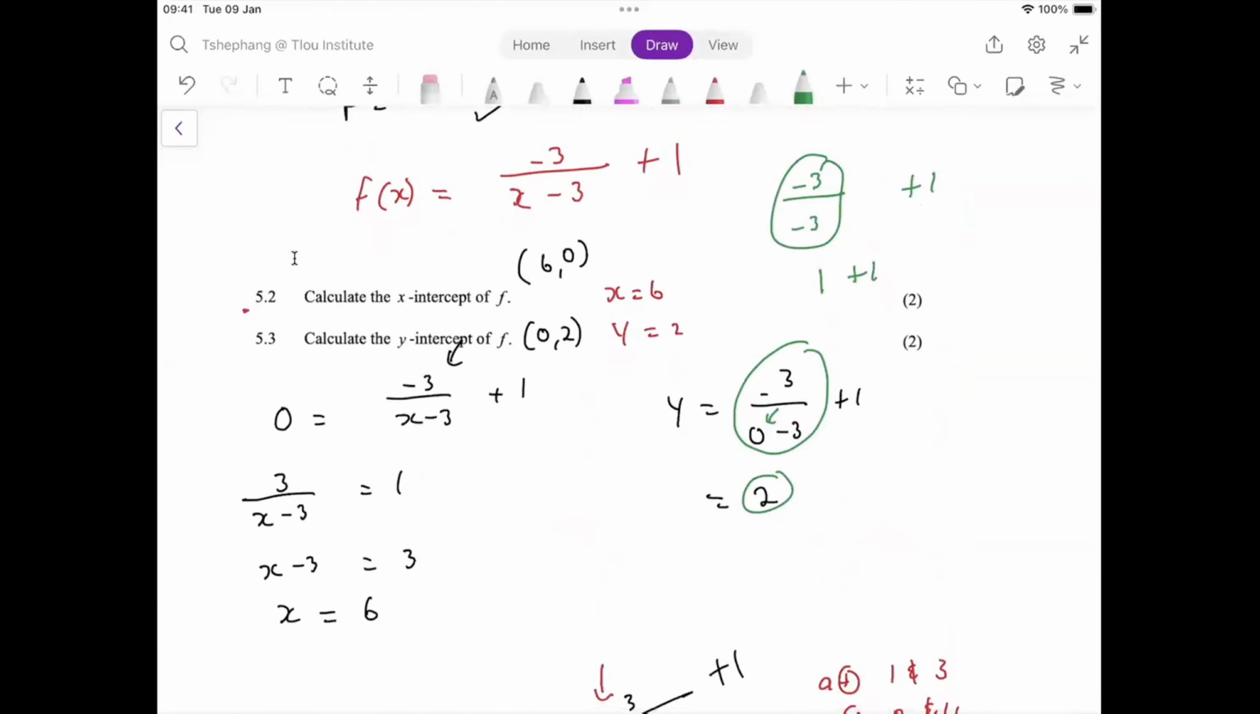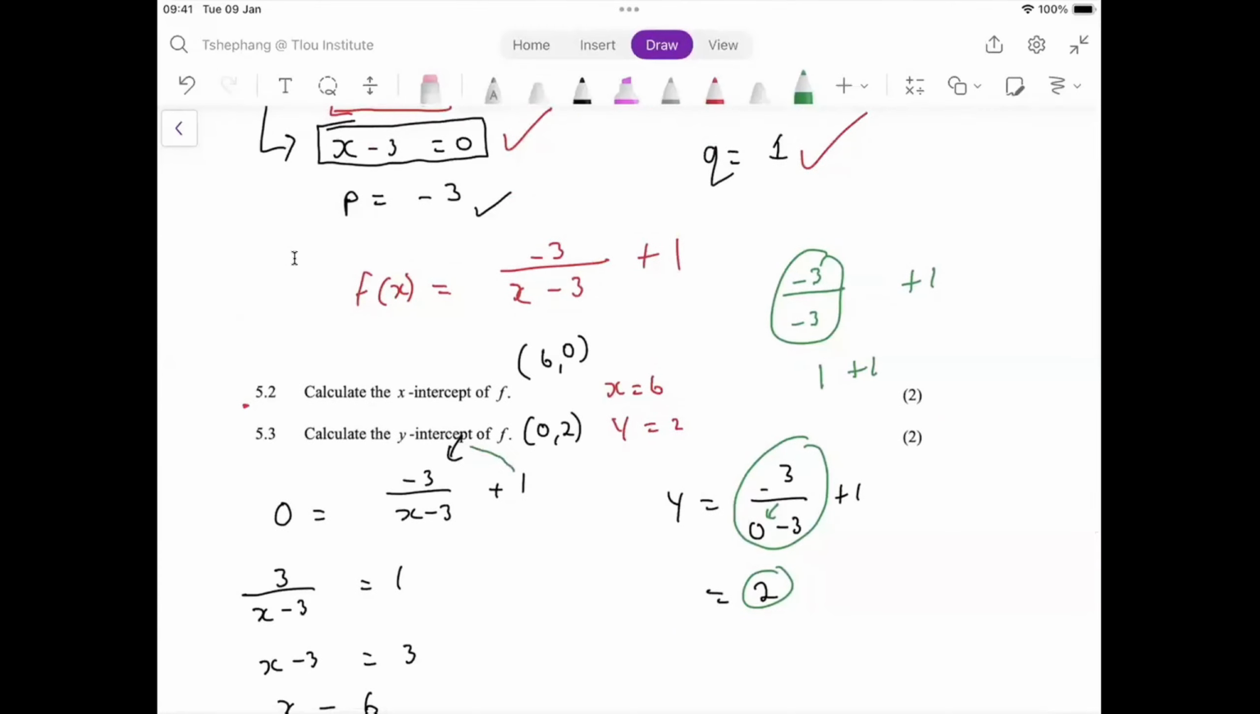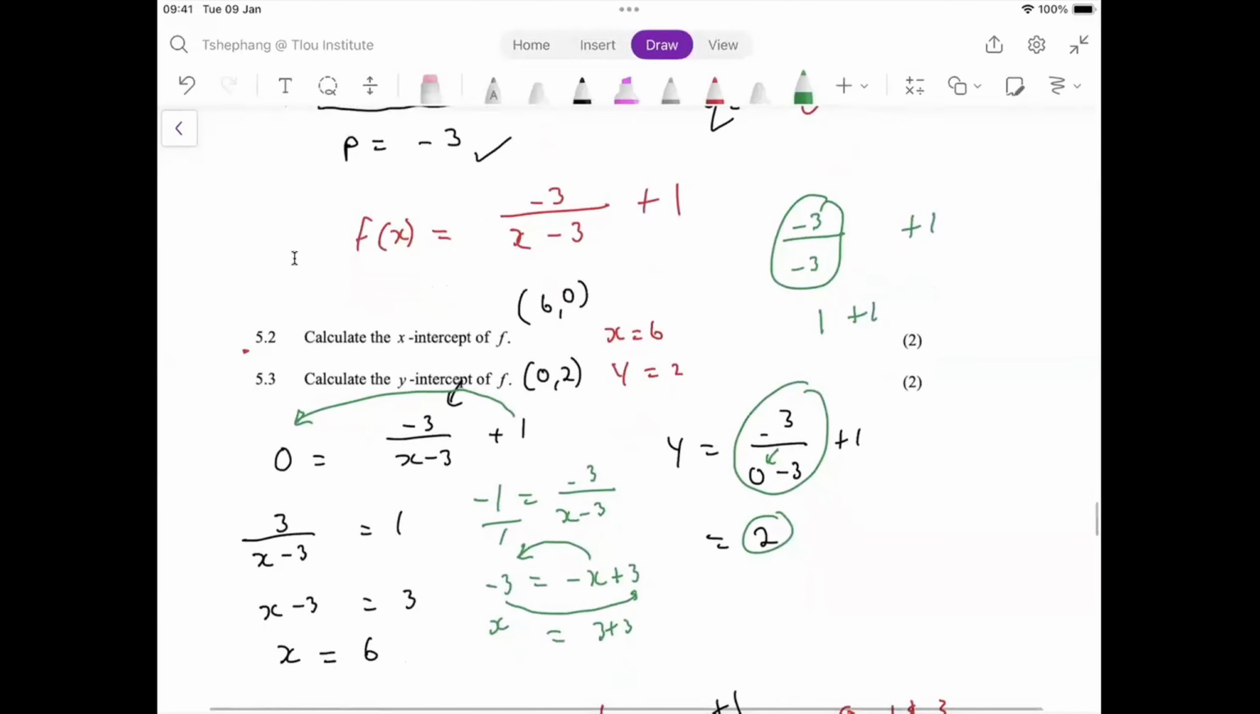Okay, then somebody's saying, why did you transpose the 3 over x minus 3 so that negative 3 won't be positive? It doesn't matter. You can transpose the positive 1, and you're going to have negative 1. So you would say negative 1 is equal to negative 3 over x minus 3. Then you're going to cross multiply. Negative 3 is equal to negative x plus 3. Then you're going to take this over to the other side. X is going to be positive. You're going to take this over to the other side. It's going to be 3 plus 3. Then you have 6.